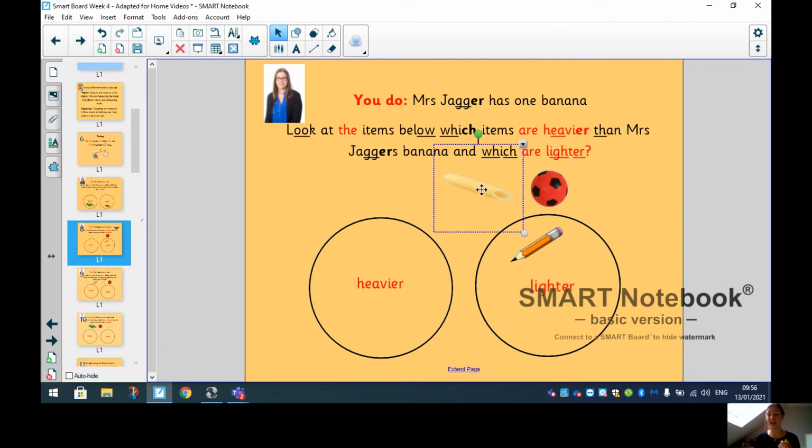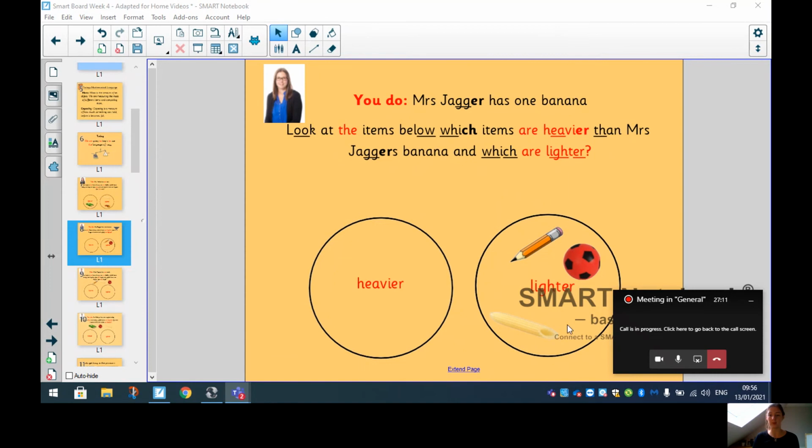Next is a piece of pasta. Again, I think pasta doesn't weigh much, but I will just check when I hold it in my hands. Yep, I think the pasta is definitely going to be lighter than the banana. So I'm going to put that in the lighter circle there. Okay, the next one is a ball. I've got my ball here. This ball doesn't weigh much, it's only a pull ball. So I think it is lighter, and I'm going to put that in that circle there. Shall we check it again? Let's go back onto my screen and we will check. Let me have a look.